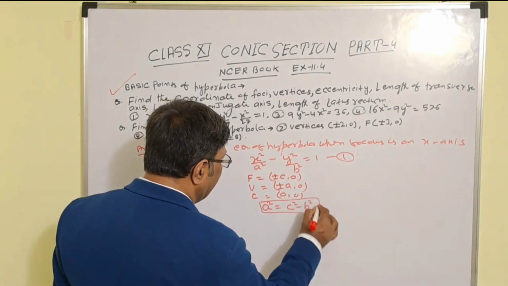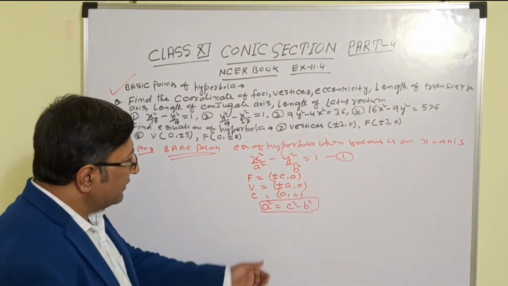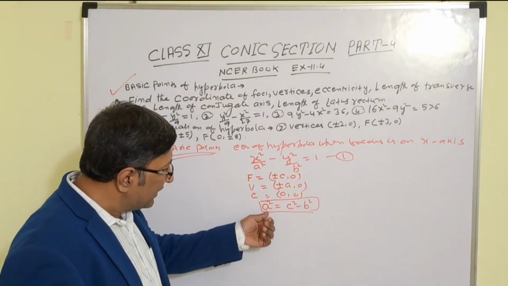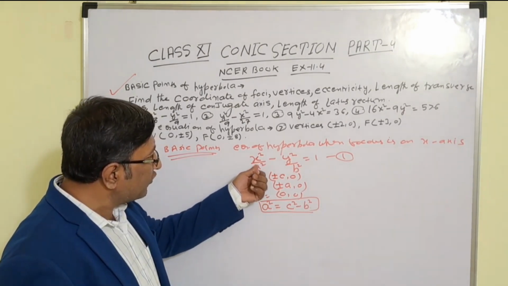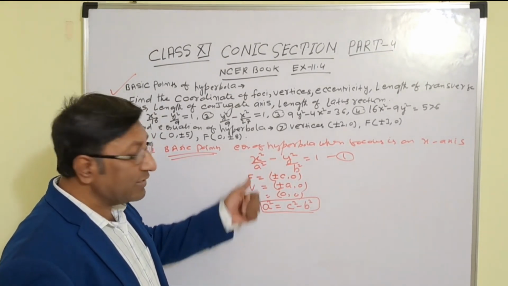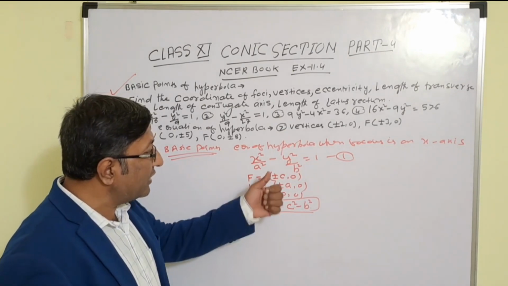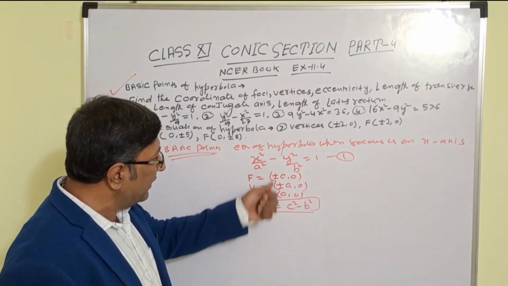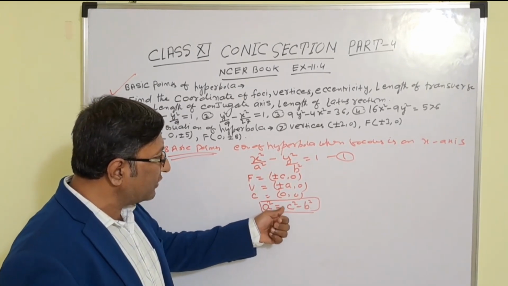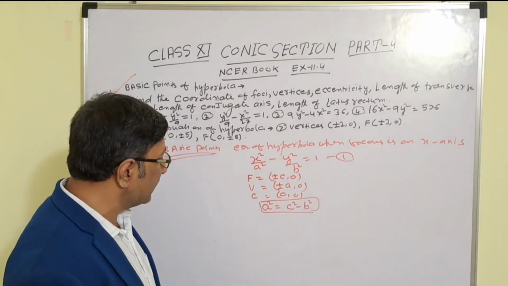This is the relation between a, b and c. In x square by a square, this x is the transverse axis and y is the conjugate axis. So this is the relation between a, b, c: a square equal to c square minus b square.